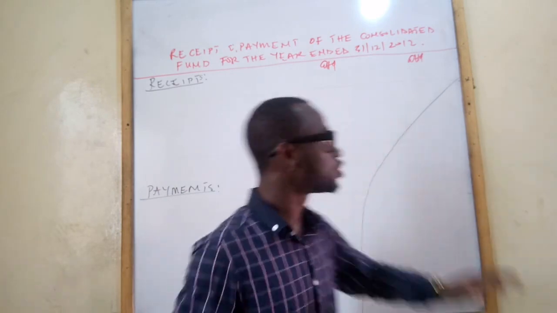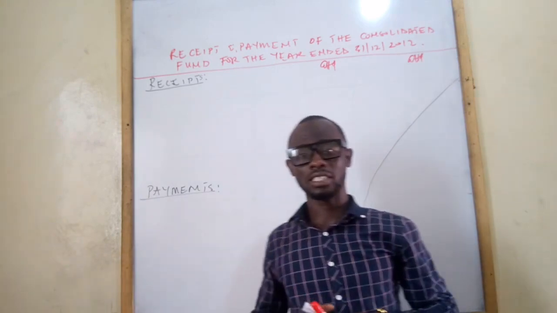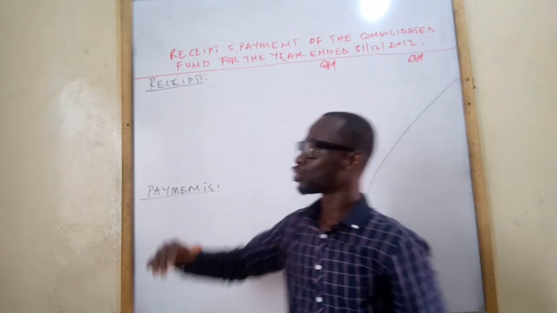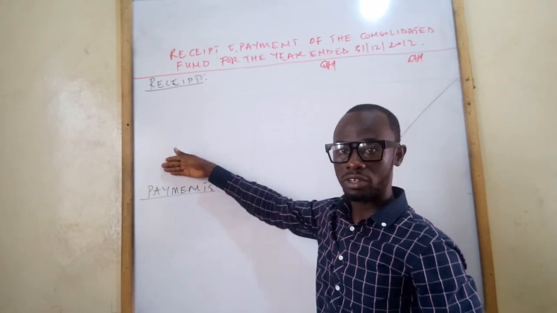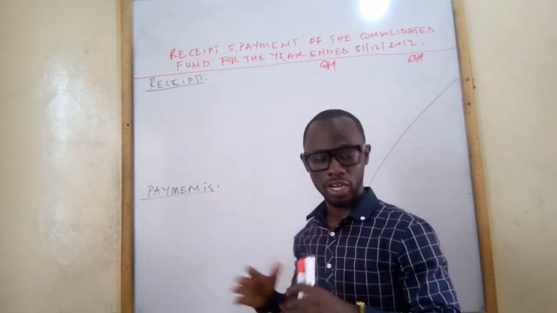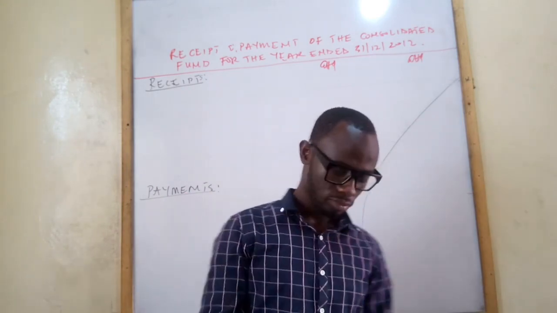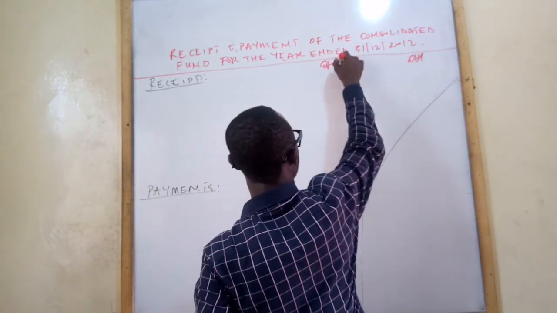So the first thing is to prepare the receipt and payment account. Now the receipt and payment account is just like the cash book. So we're going to record all the money that we received during the year, and we're going to record all the payments that we made during the year. So let's flip back to the top of the question. So we are dealing with 3 zeros up.